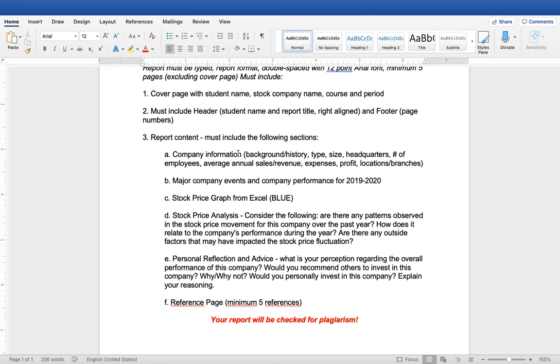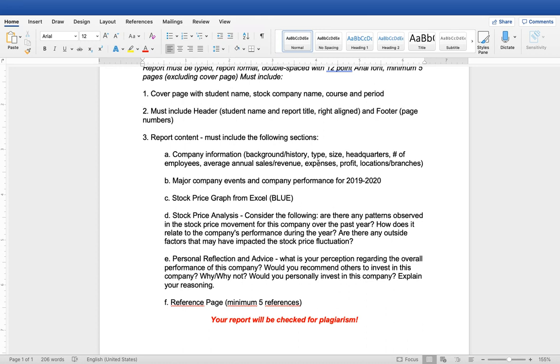How many employees, what's the size of the company. I also want you to look up the average annual sales or revenue for the company. So try to look for their financial reports. That should be pretty easy to find, what's their average annual revenue or sales for the year of 2019. You probably won't find much for 2020. You may find for quarter one, quarter two. So look up information that you can find and include that in there.